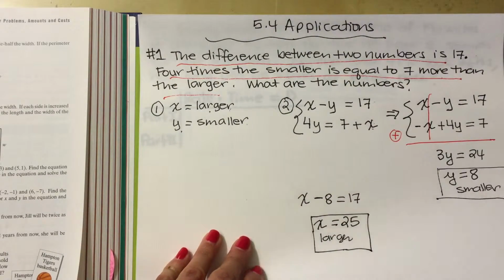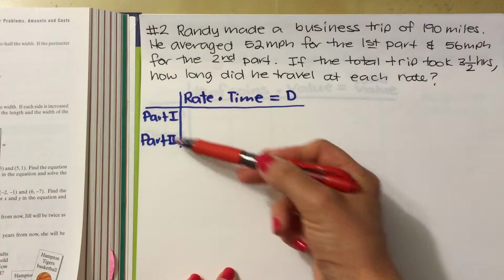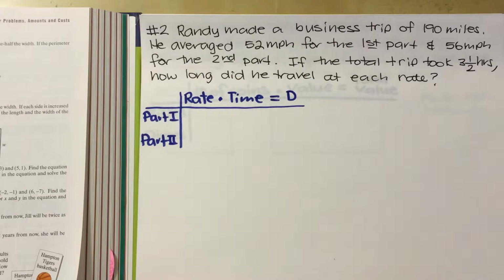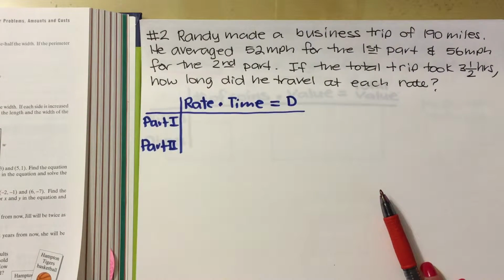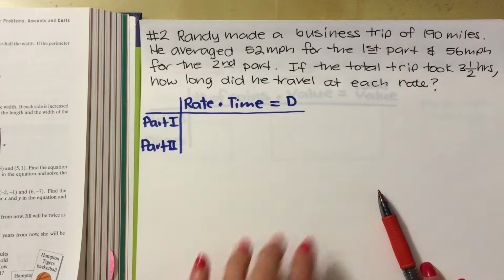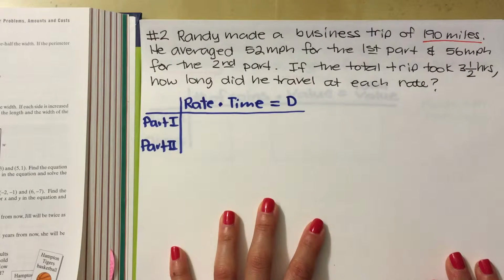Next example. Okay, so this is a different type of problem. This is a distance, rate, time problem. So we have this example here, and what we want to do is read carefully, underline the parts of the problem that we have to use, and we're also going to have this table where we could put our information. So first thing is read the problem. It says Randy made a business trip of 190 miles. So 190 miles is the total distance he traveled. So I'm going to underline it because we have to use it.